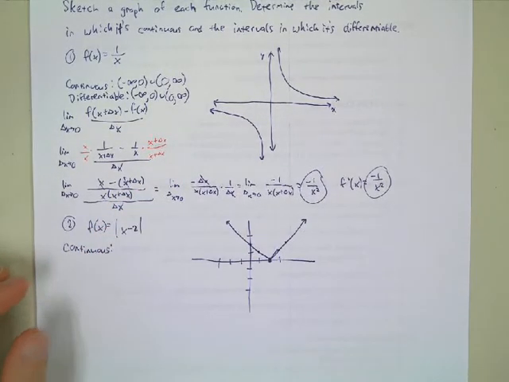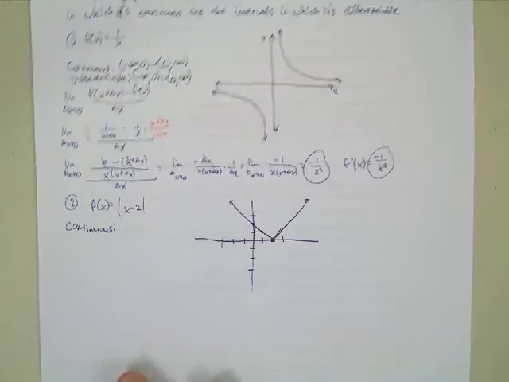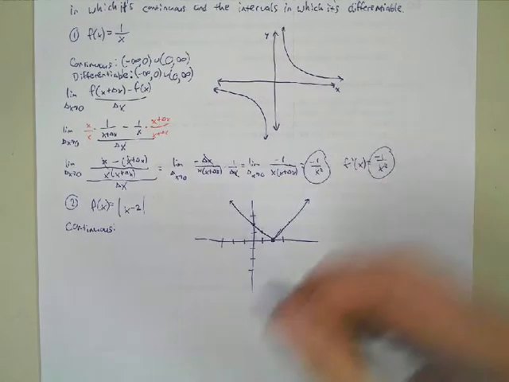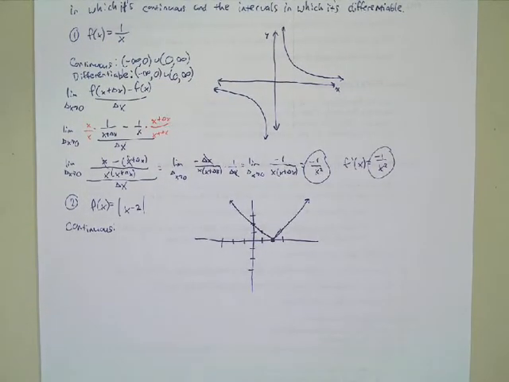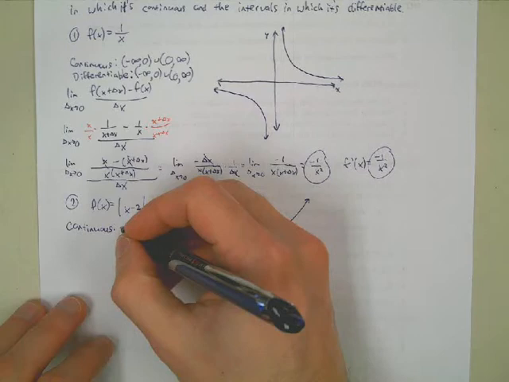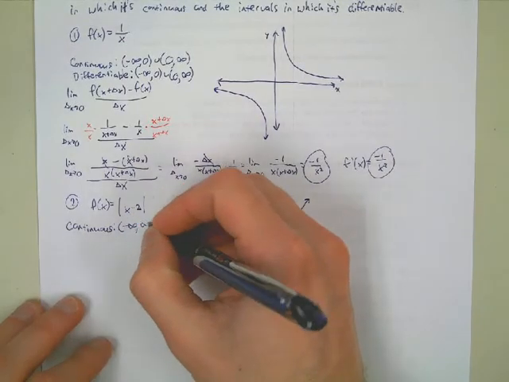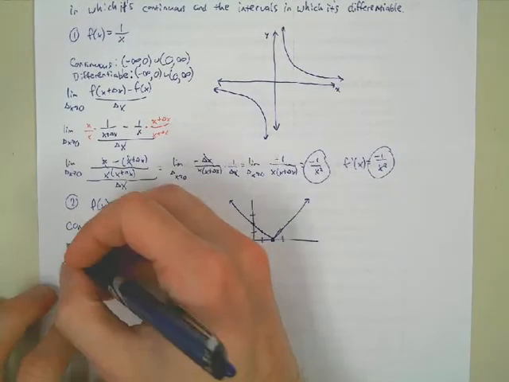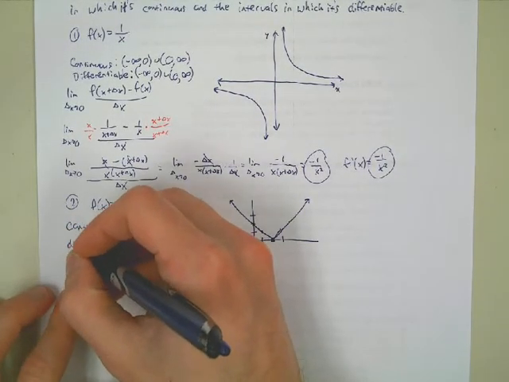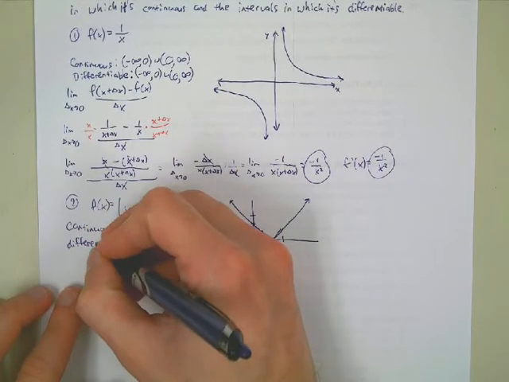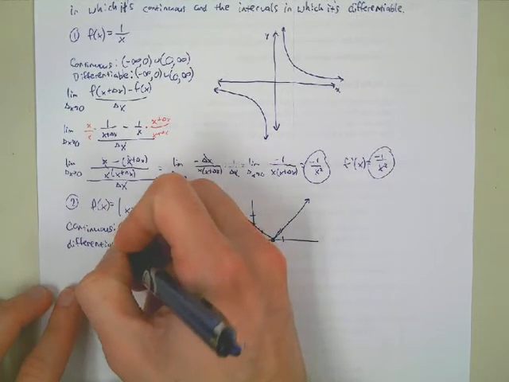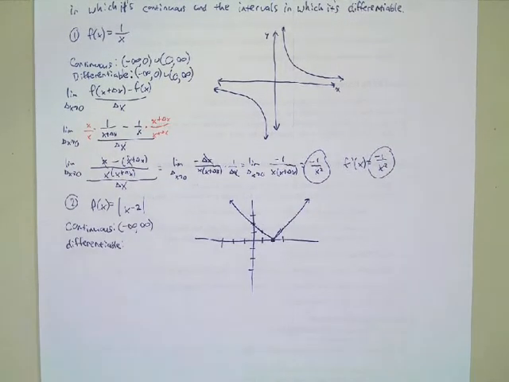Okay, so let's see here. Josh, looking at the graph here and kind of what we know about continuity, are there any places where this graph looks like it's not continuous? Yeah, no, it's continuous everywhere. Negative infinity to infinity. Okay? Now, differentiable.